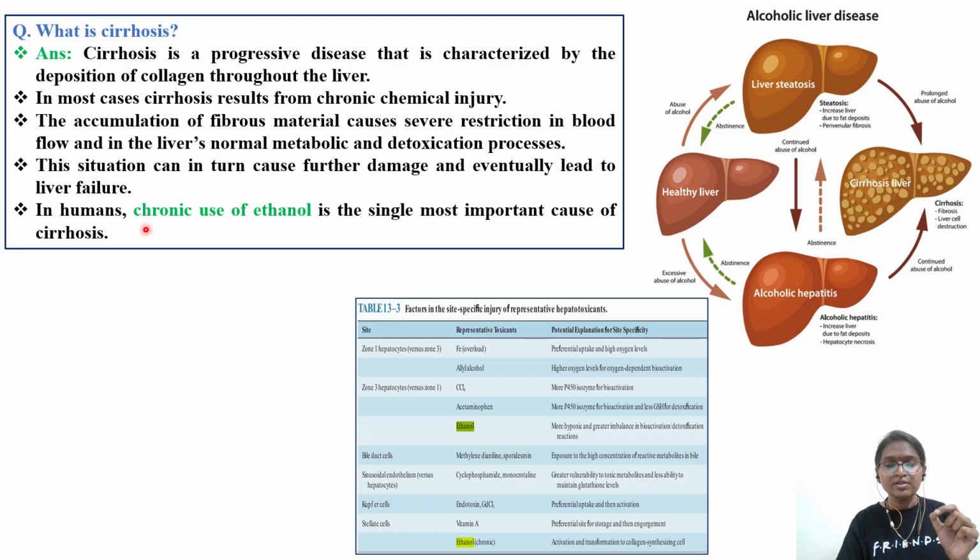In humans, chronic use of alcohol is the single most important cause of cirrhosis. So cirrhosis is the condition, and the major example for this is alcohol. Alcohol is causing liver cirrhosis.